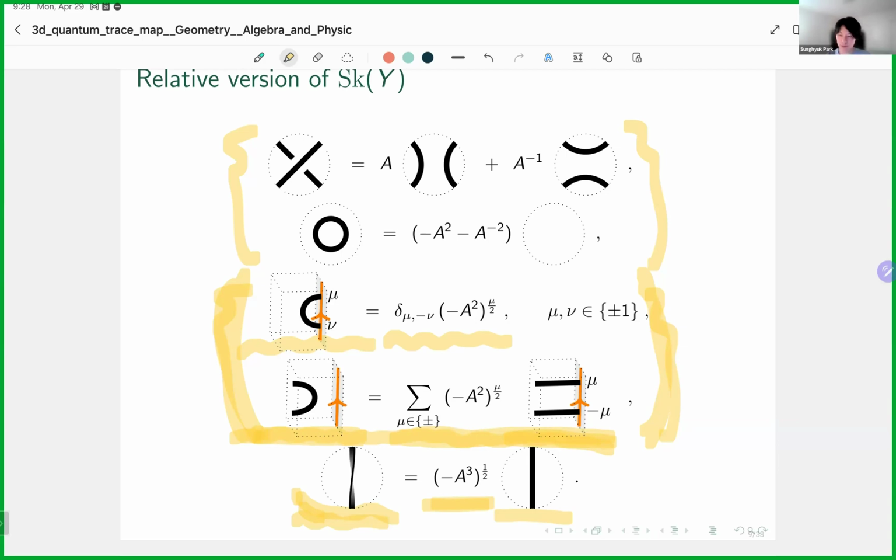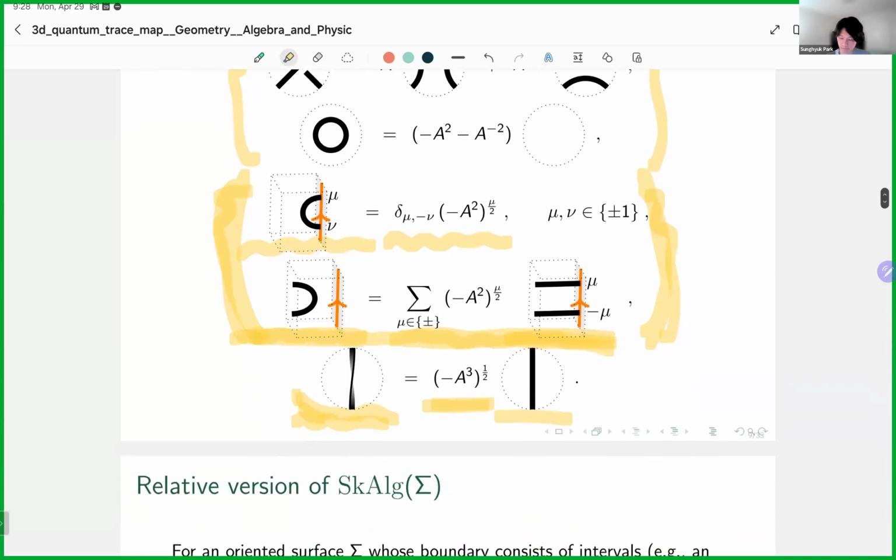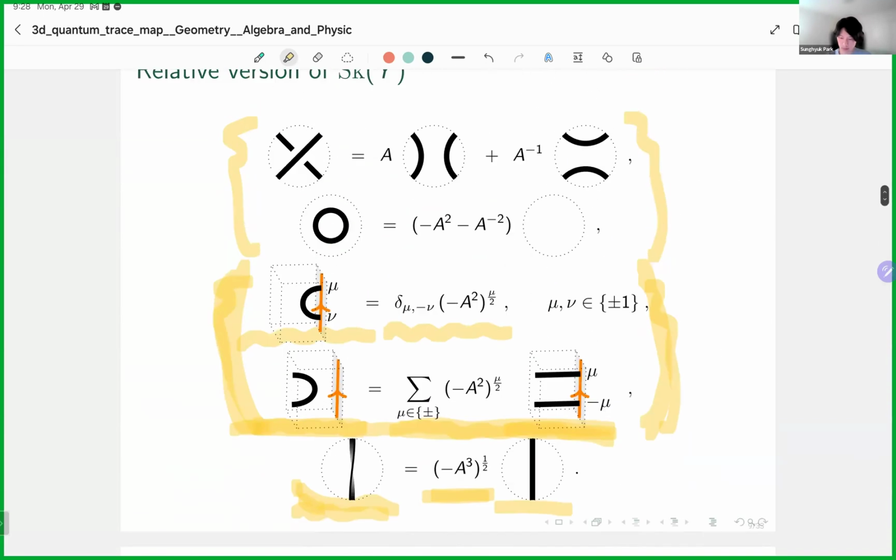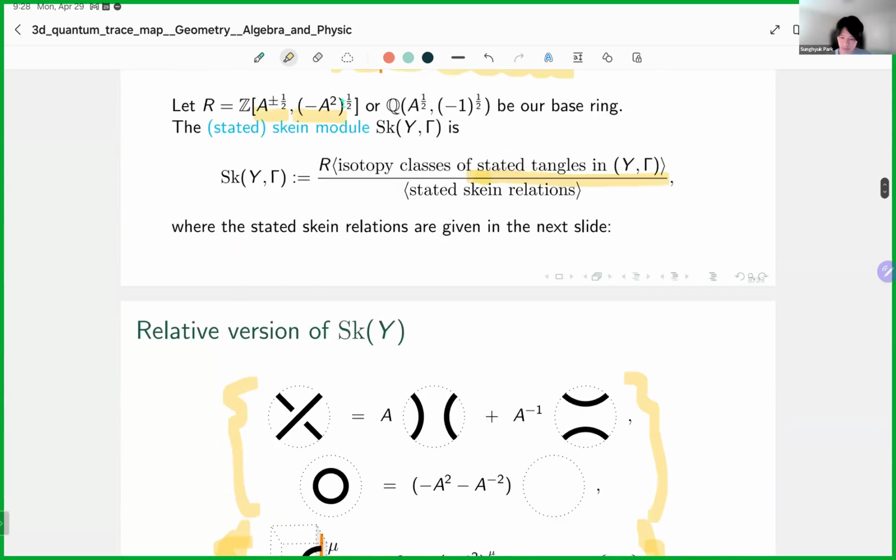At this point, it might seem like just a random set of relations to you, but it'll turn out that these are natural relations to impose, and in particular, I'll highlight some of the properties of the stated skein modules. Any questions so far?